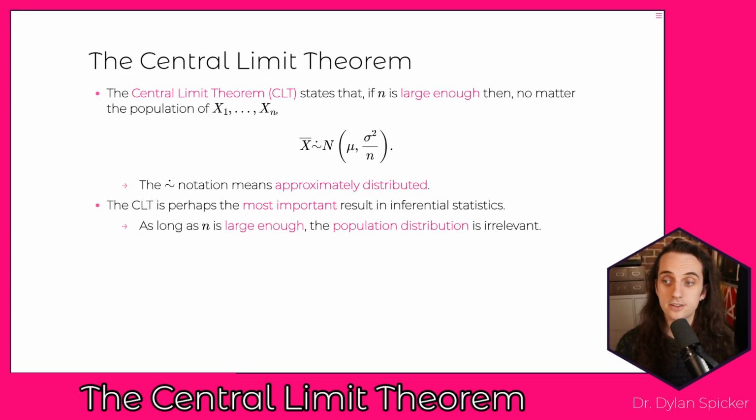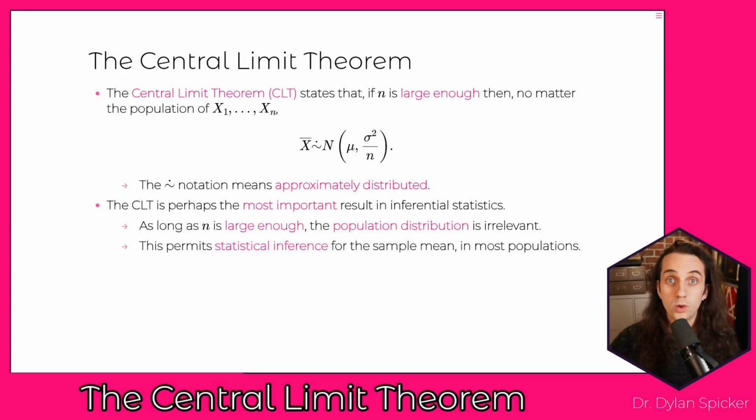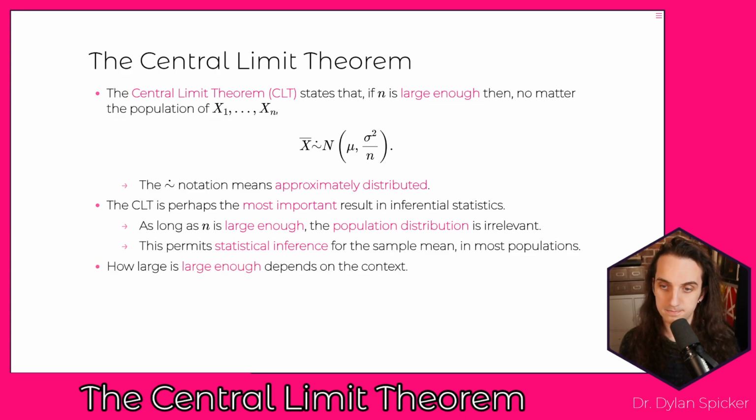So as long as n is large enough, the population distribution is irrelevant. We don't need to know anything about that as long as we're taking enough observations from it, right? And so this is what we were saying, where we want to be able to say as much as we can, assuming as little as we need to about the population. Once we have this result, we can conduct statistical inference, we can quantify our uncertainty, we can make probability statements about the sample mean. They're not going to hold exactly, but they're going to be close enough that's going to permit us to actually make meaningful conclusions from these results here.